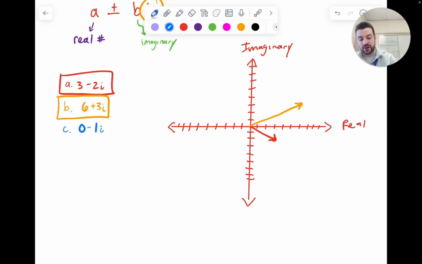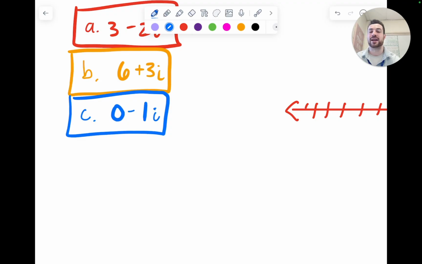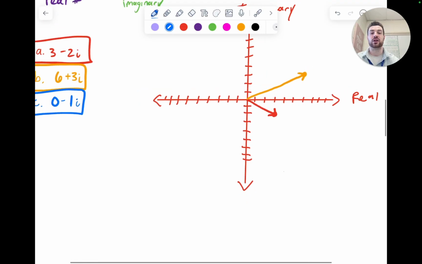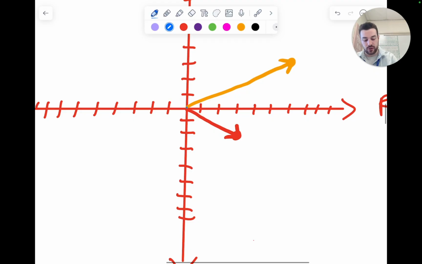Lastly, we are going to graph our last piece here, which is originally just -i, but as a reminder, it is still a complex number. It just has a 0 for our real part. What that means for us is we are not going to move left and right from the origin. Instead, we're just going to move in our imaginary number plane, and therefore we are just going to move down 1, and there is our vector.